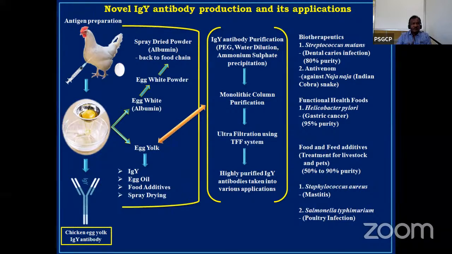So this is the general protocol, novel IgY antibody production and its applications. A few years back, we made this slide by understanding its potential. So when you immunize chicken, 21-week-old white Leghorn chickens, the antibodies will be raised maternally.